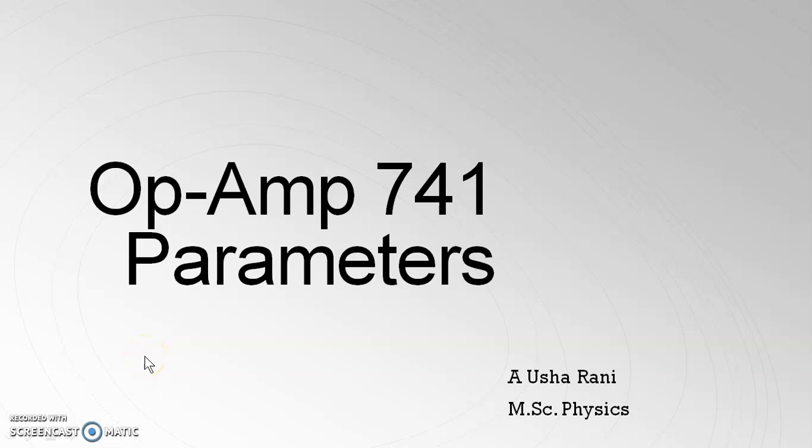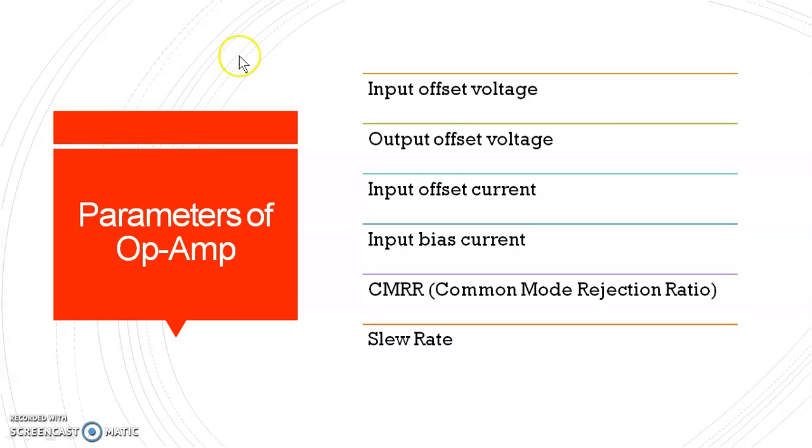In this video, let us see about the parameters of op-amp 741. So, what are the parameters? What do you mean by parameters? Parameters are nothing but the factors which define a particular system. Here, in our case, it is nothing but 741 op-amp.